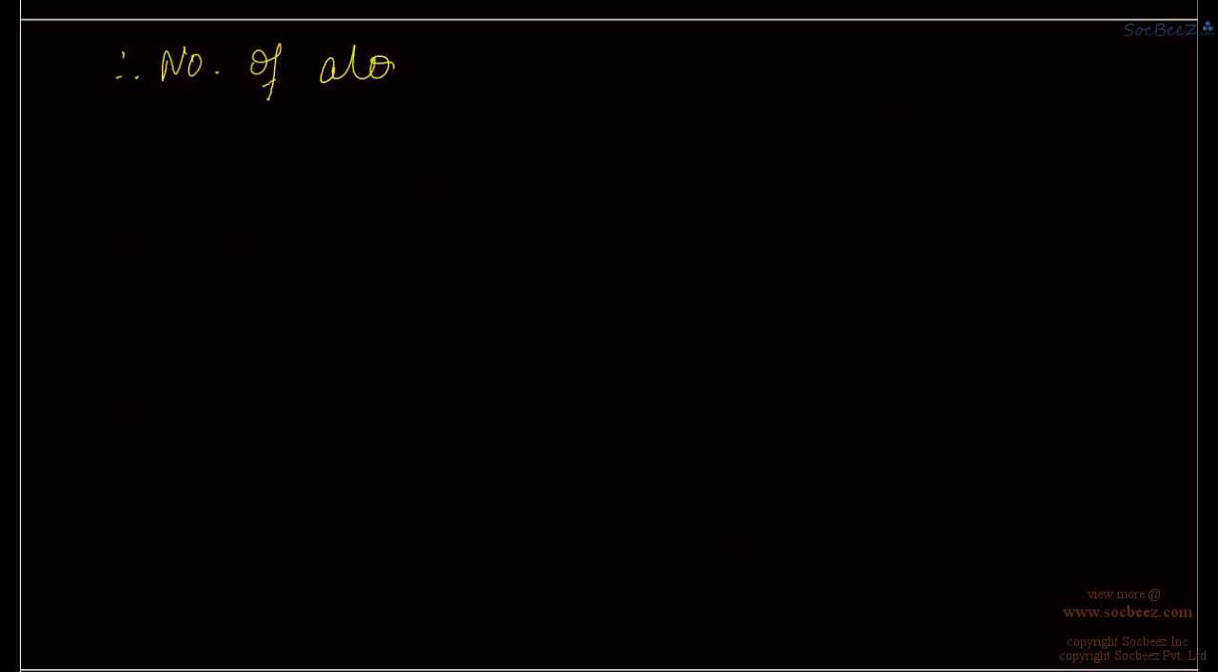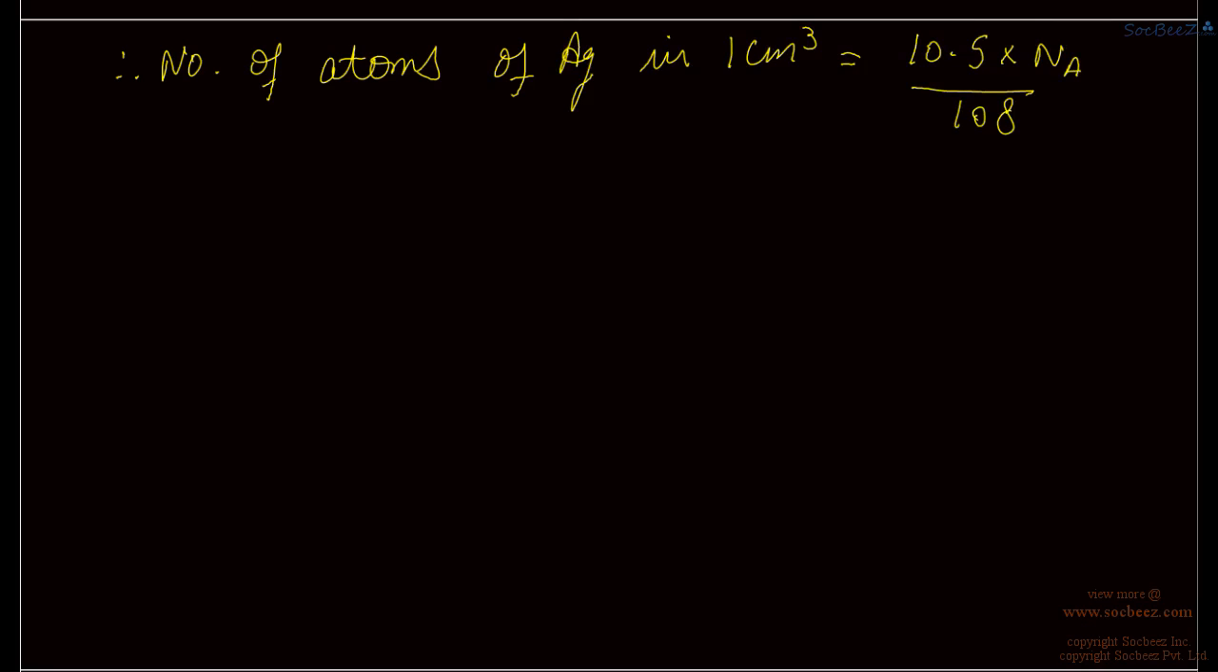Okay, so the number of atoms of silver in 1 centimeter cube equals 10.5 into Na upon 108. Since the molar mass of silver is 108 gram per mole, therefore 108 gram always contains Na, that is, Avogadro number of atoms. Hence 10.5 gram will contain 10.5 into Na by 108 number of atoms. So the number of atoms of silver in 1 centimeter cube is this much.